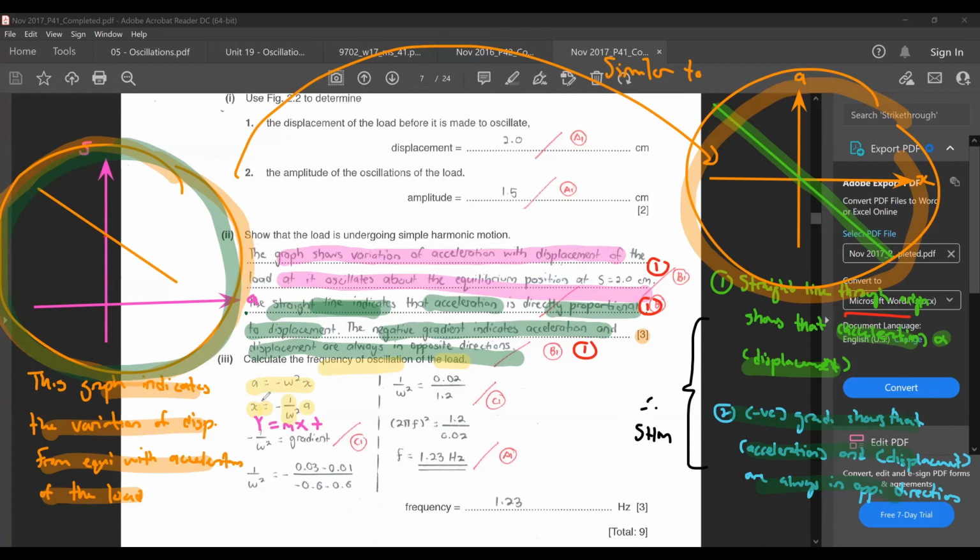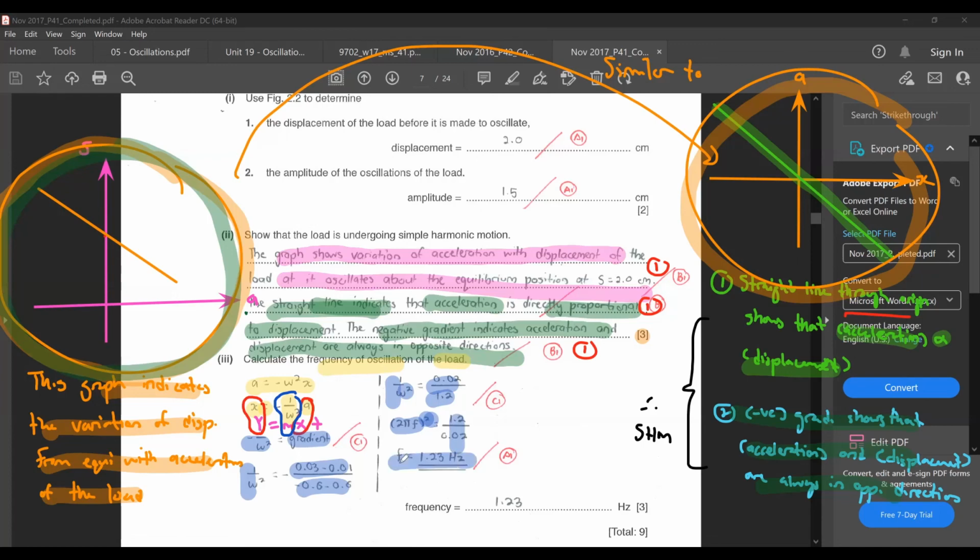I can actually see that the y-axis will be displacement, and the x-axis will be acceleration. From there, the gradient is negative 1 over omega squared. So the subsequent workings that you see here is just you calculating the gradient and then equating it to 1 over omega squared. And then finally, you say that omega is 2 pi f. Because you have a square term here, you also square the 2 pi f. Then finally, f is 1.23 hertz.